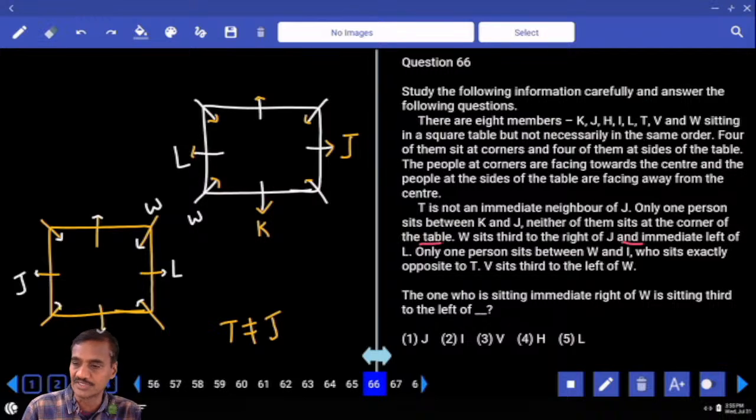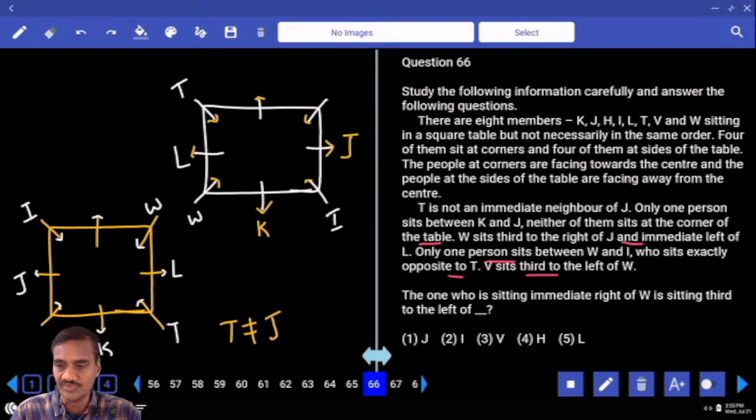And what is the next information we have? Only one person between W and I. Now between W and I, there must be exactly one. I sits exactly opposite to T. I and T are opposite to each other. T and J are not adjacent. T will be here, I will be here. So this I is here, and T will be at this place. I and T are opposite.